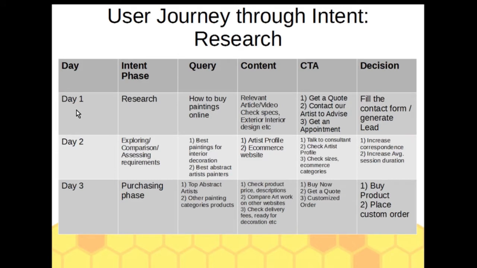So on day one, your user has the research intent. They go into the query, how to buy paintings online. They type that. The content that you can show is an article that says, hey, these are the ways to buy paintings online.